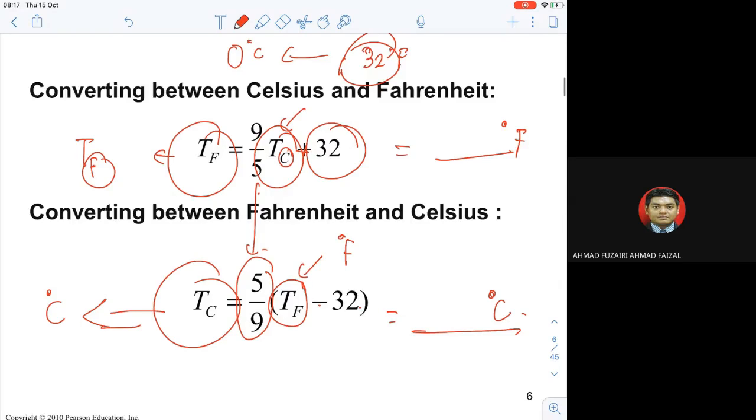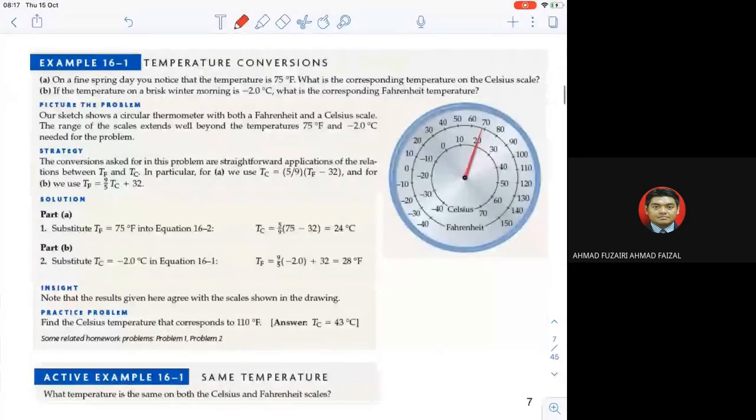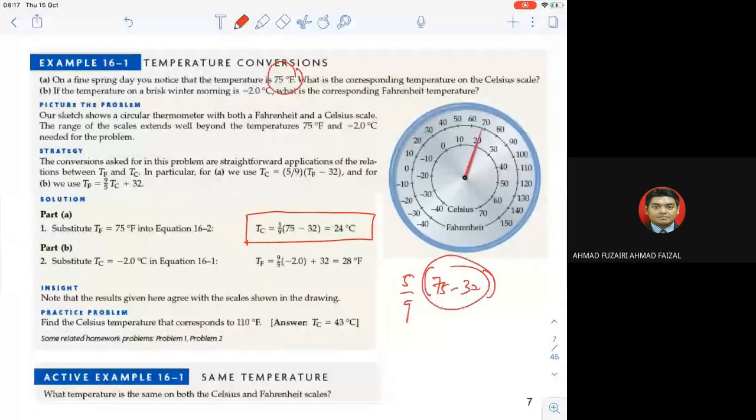Alright. So, these are examples of temperature conversions. On a fine spring day, you notice that the temperature is 75 degrees Fahrenheit. What is the corresponding temperature on the Celsius scale? It's easy. Here we use 5/9 times 75 minus 32. So you must subtract first, then you multiply with 5/9 to get 24 degrees Celsius.